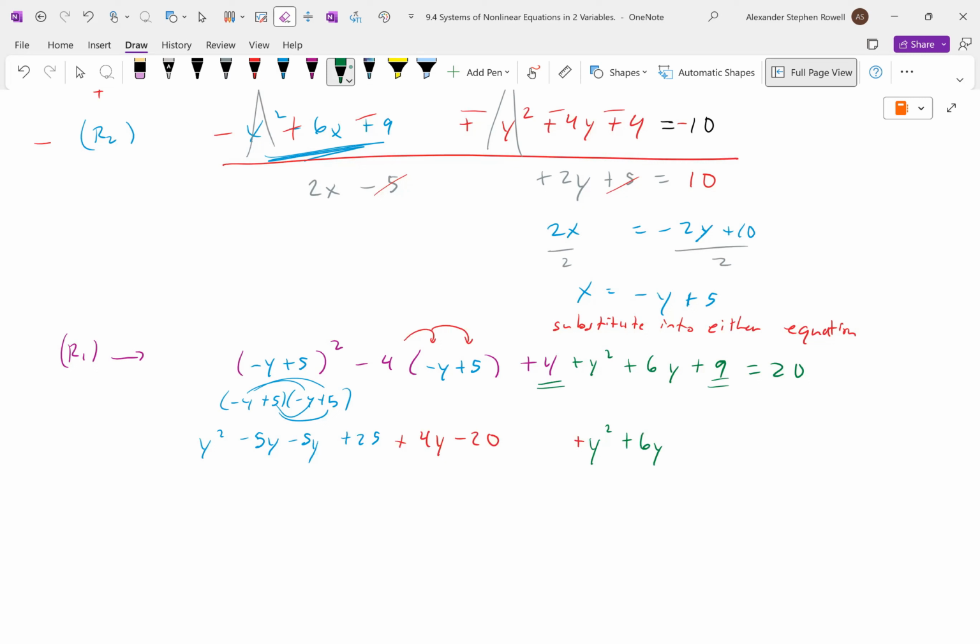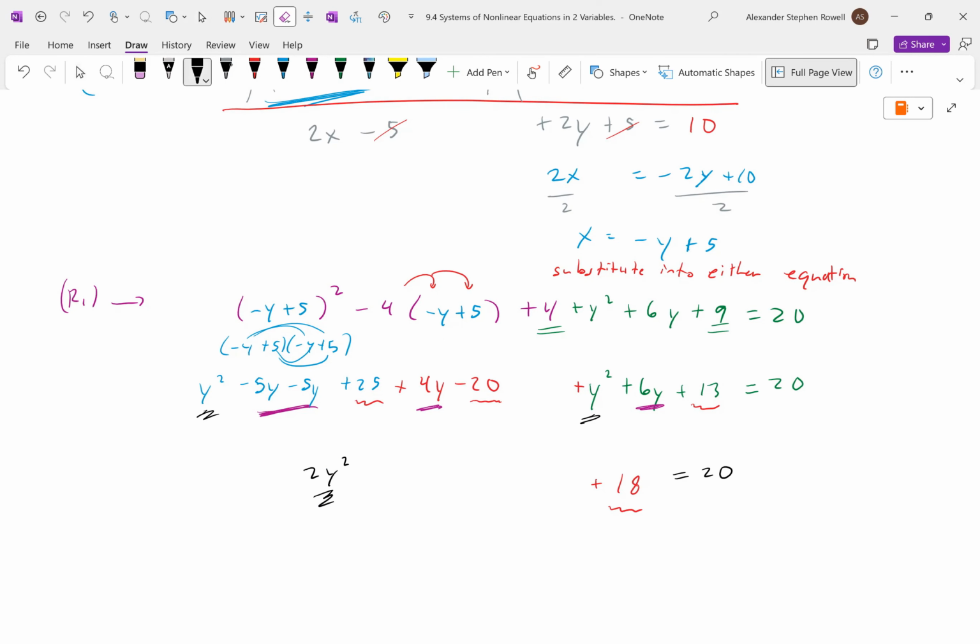And I'll go ahead and combine the 4 and the 9 to make 13. Y squared plus y squared is 2y squared. -5y minus 5y, so -10y plus 4y plus 6y. They all cancel, right? Okay, so that's 0y. 25 minus 20 is 5, plus 13 is 18.